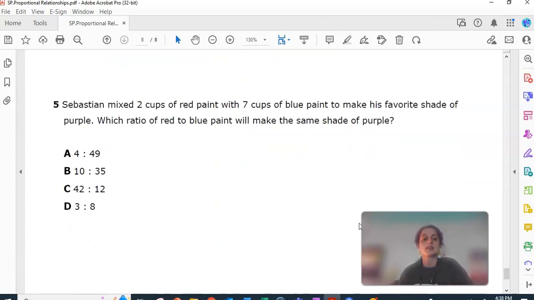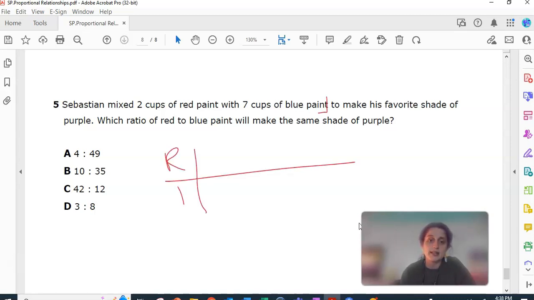Last one. Sebastian mixed 2 cups of red paint with 7 cups of blue paint. I'm going to stop reading right there. That's a ratio. I'm going to make a little table. Red paint and blue paint. 2 cups red, 7 cups blue. Now I'll keep reading because I don't want to forget what I'm supposed to do. I'm going to try and stay organized.